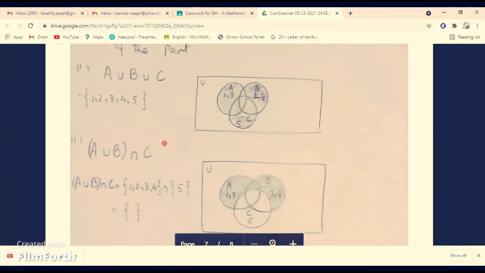Now, we can represent this A union B union C. The first way was on the top. This is the second way. A union B: how to represent? Separately, we are representing A, B set and C set. Then for union A, union B, these two sets we will shade. We will not shade the third one.